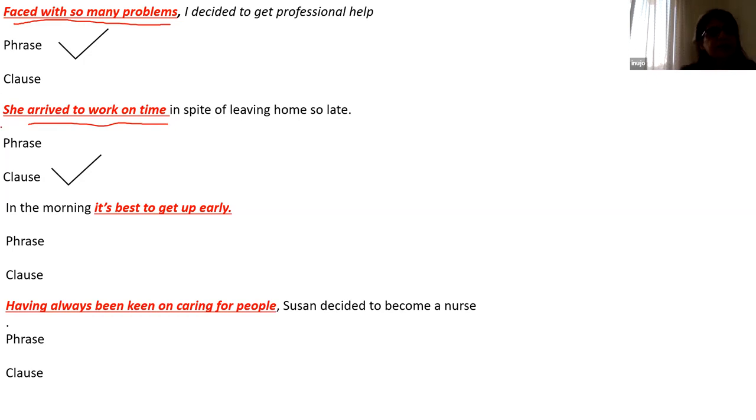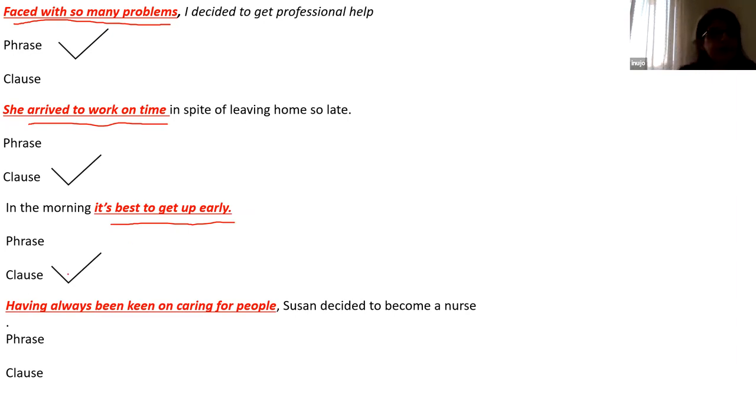Now the third question. In the morning, it is best to get up early. The underlined part is: it is best to get up early. Tell me whether this is a phrase or a clause. The right answer is, this is again a clause. Why? Because it has got a subject, it, and then get up is the verb. So there is a subject-verb agreement. Hence, this is a clause. And also the words have a complete meaning: it is best to get up early, meaning getting up soon is the best. So it has got a complete meaning.